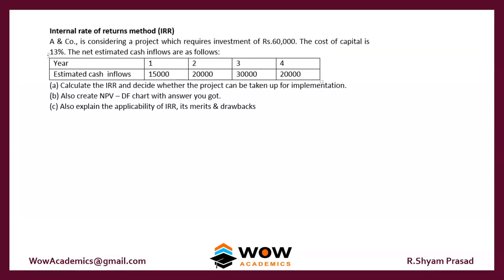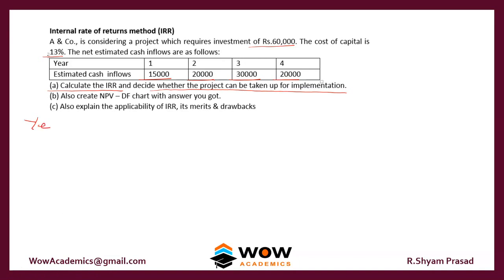So it states A and Co is considering a project which requires an investment of 60,000. The cost of capital is 13%, and they have given you the estimated cash inflows. The cash inflows are 15,000, 20,000, 30,000, 20,000 for the fourth year. Our job is to calculate the IRR and tell whether the project can be disinvested or not. Okay, so here we'll start.